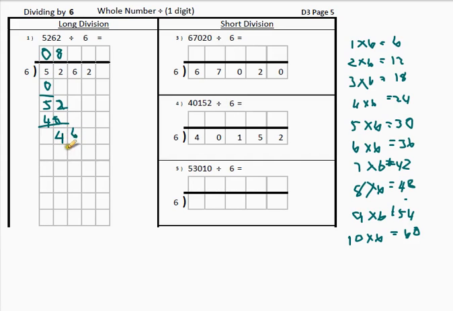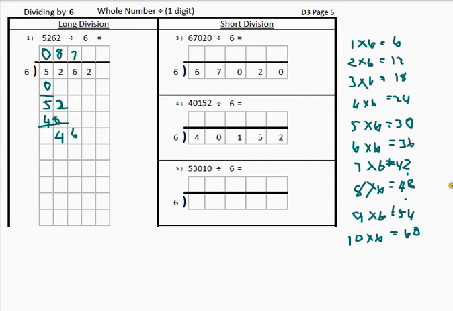Now 6 go in 46, how many times? Now let's look, where is 46 on our 6 times table? 46 is there, between 42 and 48. In other words, we need to use the 7.